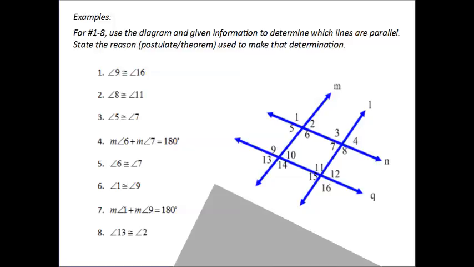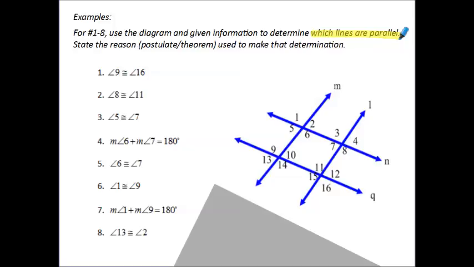Now for our next example, we're going to use all the postulates, theorems, and converses together, and we're going to work it through. For numbers 1 through 8, use the diagram and given information to determine which lines are parallel. State the reason, in other words, the postulate or theorem used to make that determination.